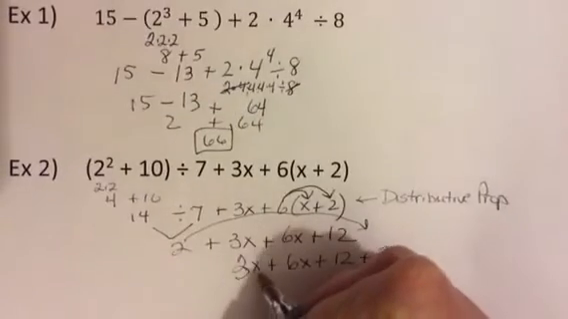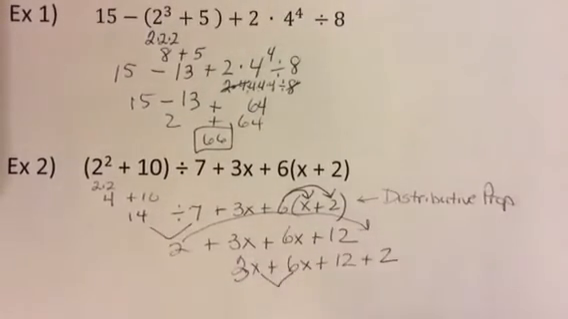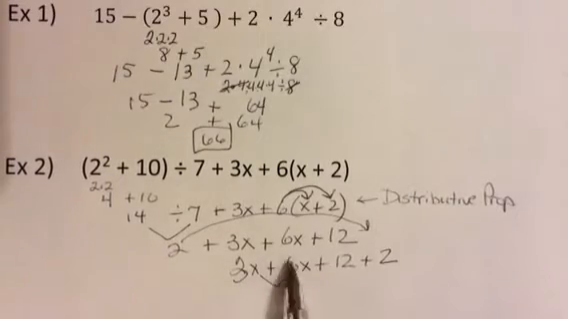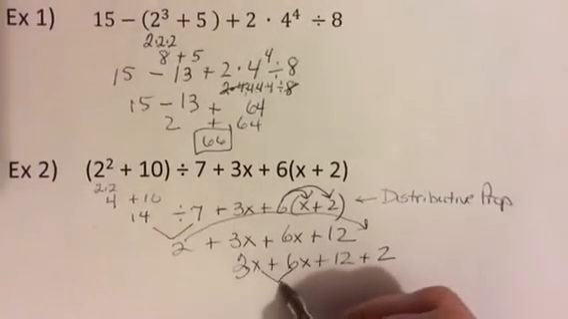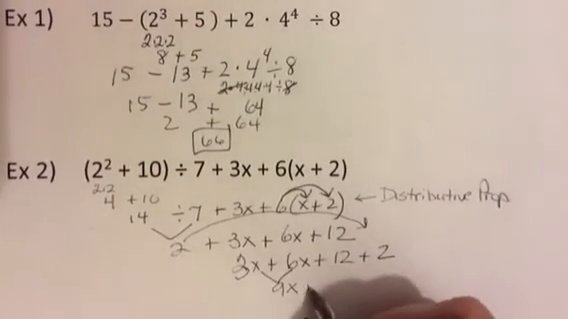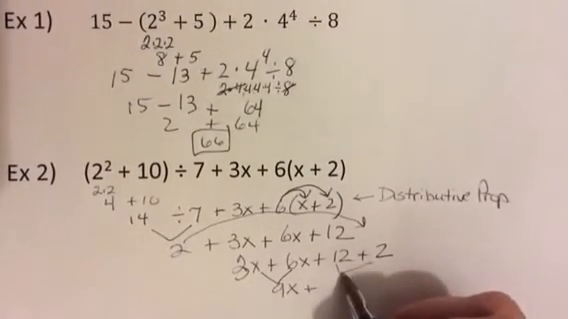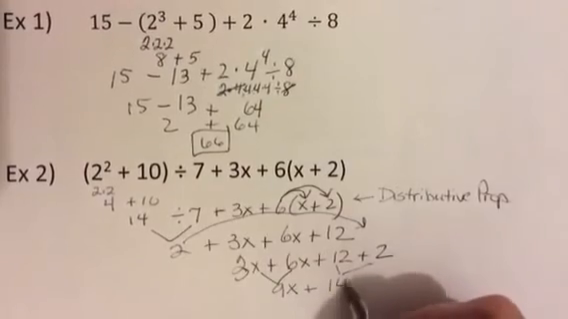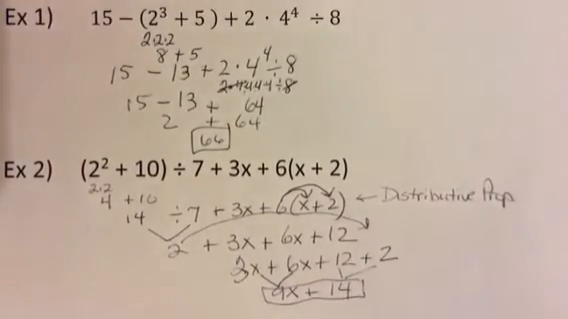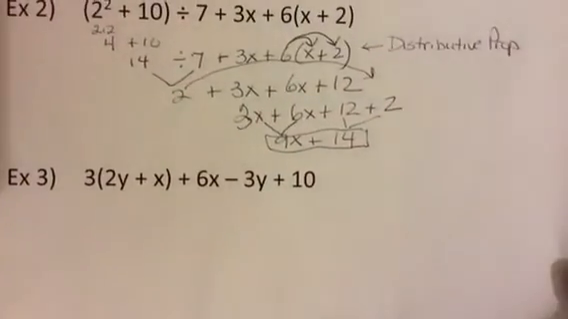So now I'm going to combine these two like terms. I have 3x's and 6x's, so I just add the coefficients. So that's 9x's added together, or 9 times x, plus, and then 2 plus 12 is 14. So my final answer is 9x plus 14. That is simplified.